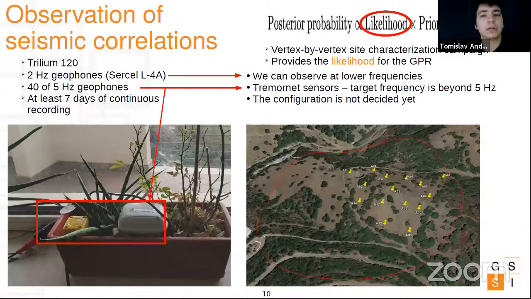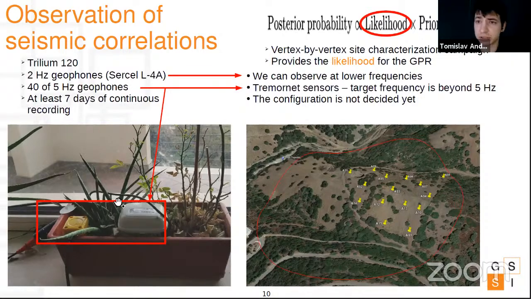So now I go to the second part, the observation of seismic correlations. I have 5 minutes more or less. This provides us the likelihood for the Gaussian process regression. The instruments that we will for sure have in our campaigns are Trillium-120. We will also have some 2 Hz geophones. Already at GSSI we have 40 of the 5 Hz geophones, which you can see in this plot. What we want to do is to have at least 7 days of continuous recording. Maybe it would not be bad to have 2-3 weeks.